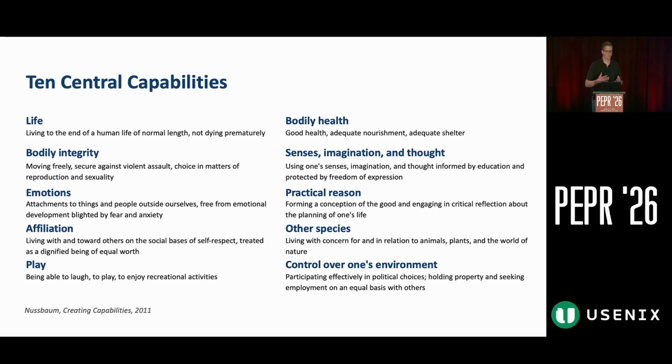I'm not going to go through all of these in detail, but you can see them here with an intuitive definition. There are things like the ability to live a life of normal length, have bodily integrity, be able to have emotional development free of fear and anxiety, govern our own affiliations, be able to play and experience joy, bodily health, using our senses, imagination, and thought, informed by education and protected by freedom of expression, coexist with other species, control over one's environment, and practical reasoning.